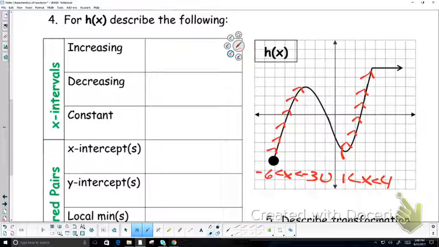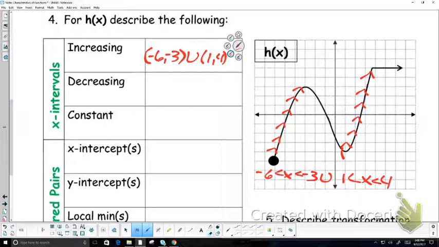Okay? You could write it that way, or you could write the parenthesis -6 to -3, union 1 to 4. You're used to seeing this more. As you get further in math, this is the way you're going to see it written. It is not a coordinate. It is saying it is increasing from -6 to -3 and from 1 to 4. We okay with that?